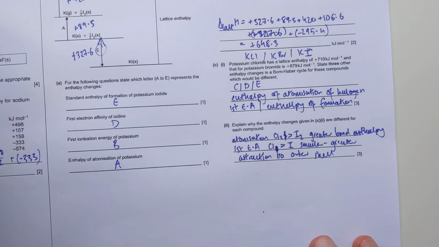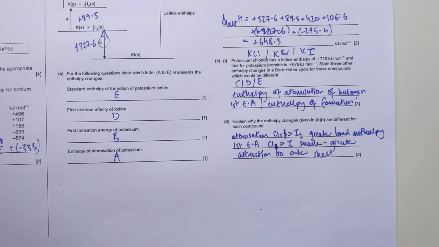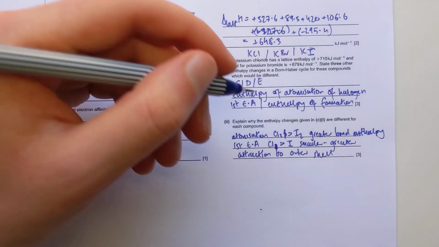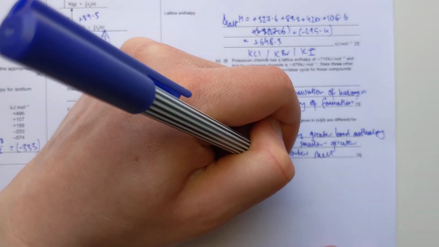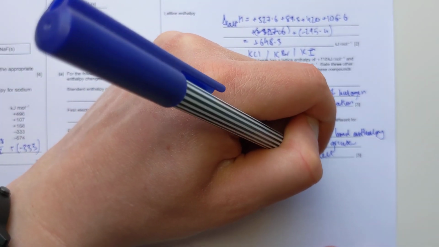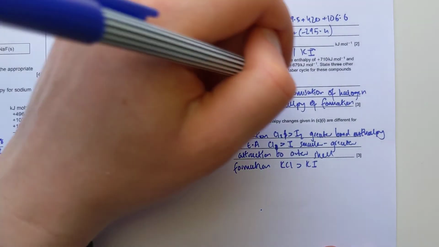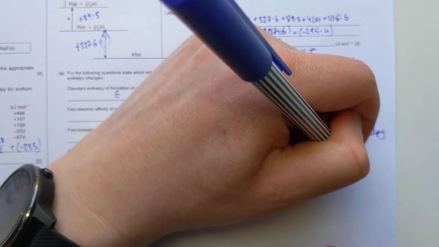Final one is enthalpy of formation, which I think is a bit of a ridiculous question to ask. You've never had to look at formation values before. The formation value for KCl will be bigger than the formation value for KI. Their justification for that is that chlorine is more reactive.